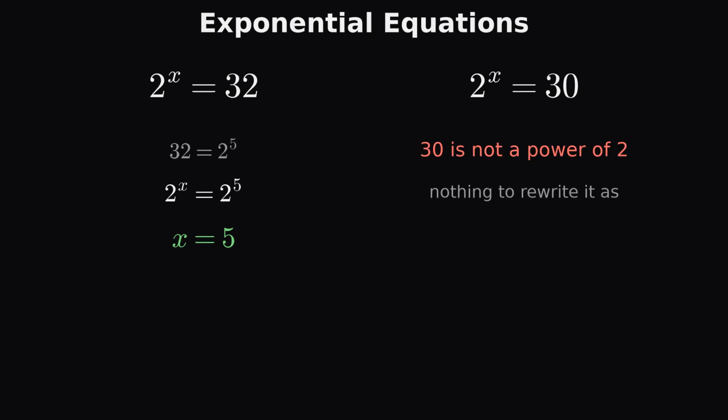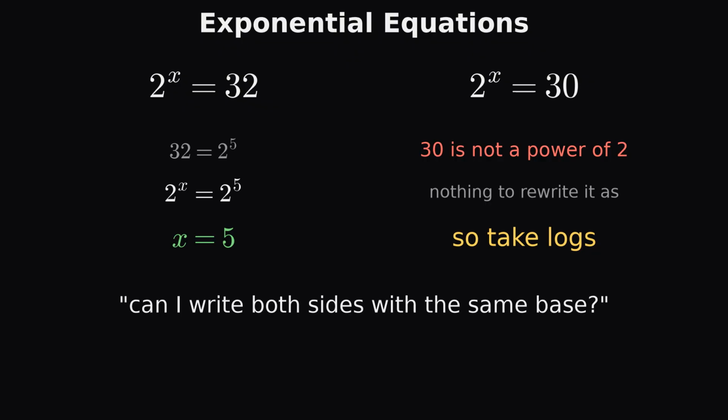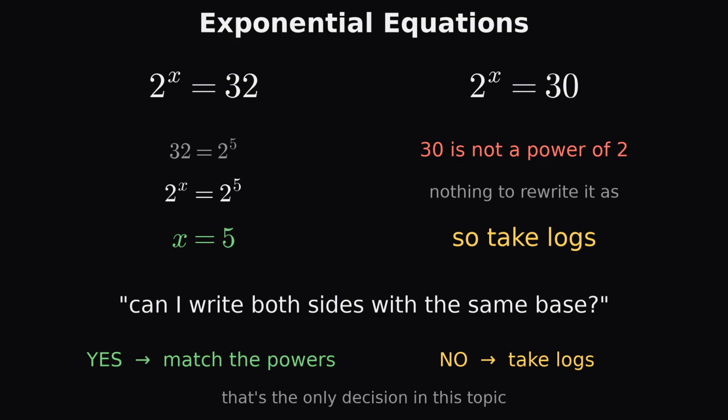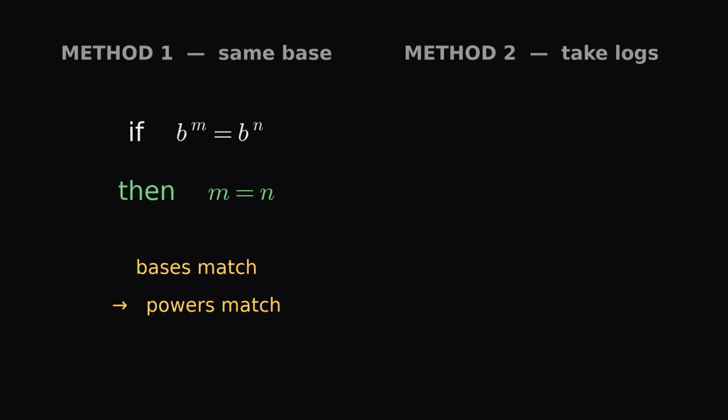30 is not a power of 2. There's nothing you can rewrite it as. So that one needs logs. And that is the only decision you ever have to make in this topic. Can I write both sides with the same base? Yes or no? Yes, match the powers. No, take logs.